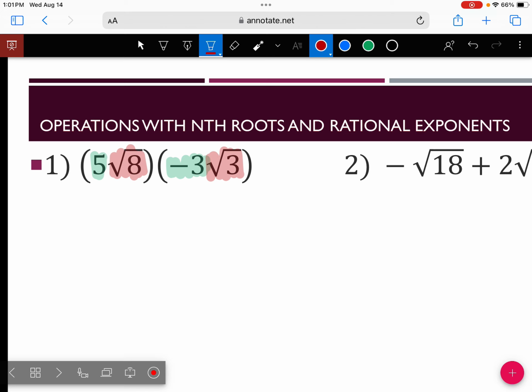So 5 times -3 is -15. And then what is 8 times 3? 8 times 3 would be 24. Now, looking at 24, 24 is not a perfect square. But if you look at those pink numbers that I posted in the front of the classroom, they're all perfect squares. Will any of those numbers divide evenly into 24?